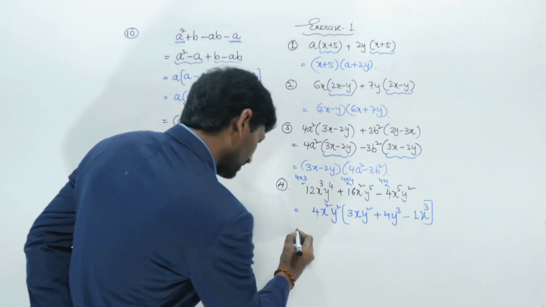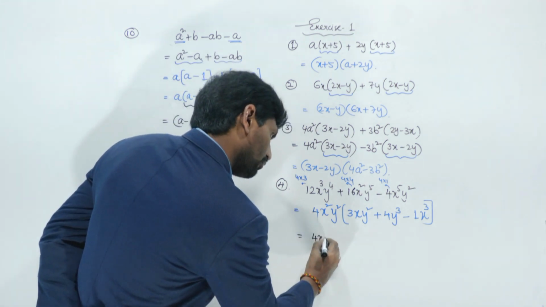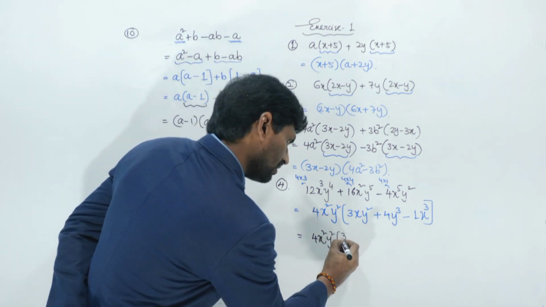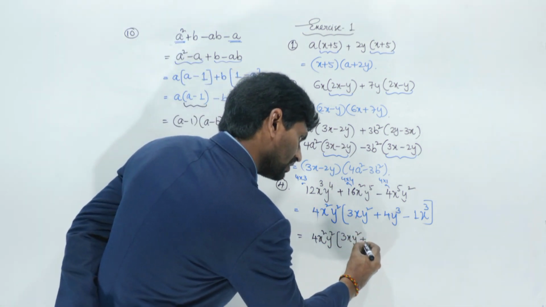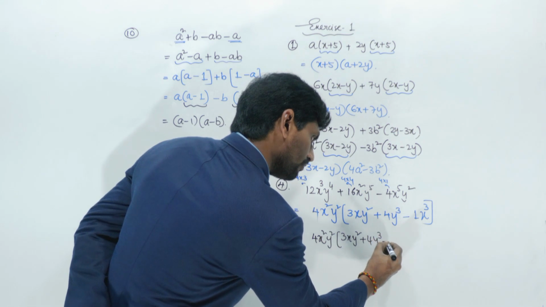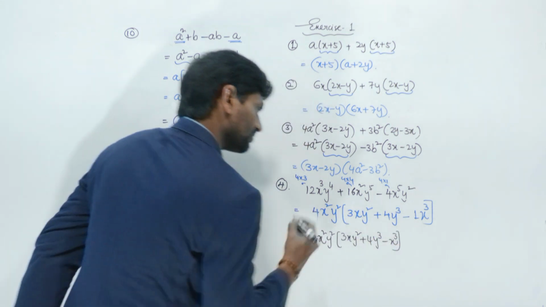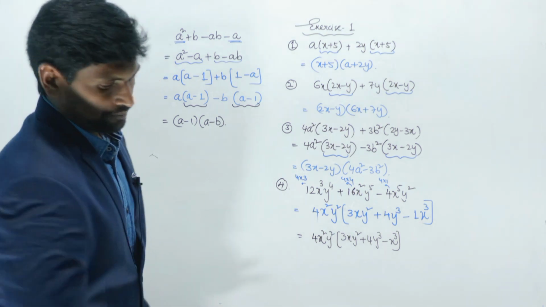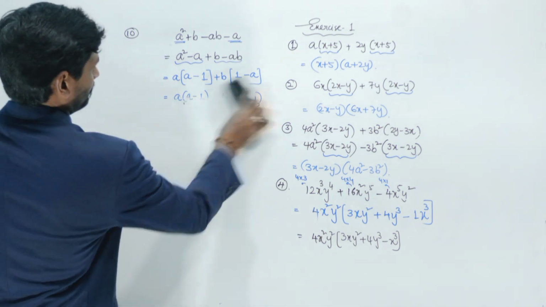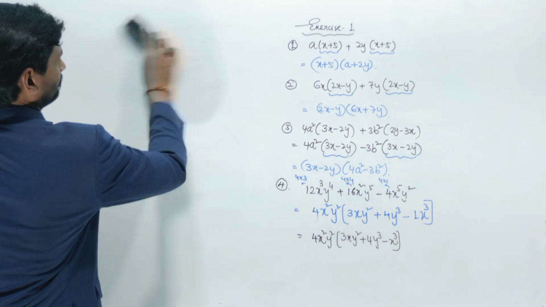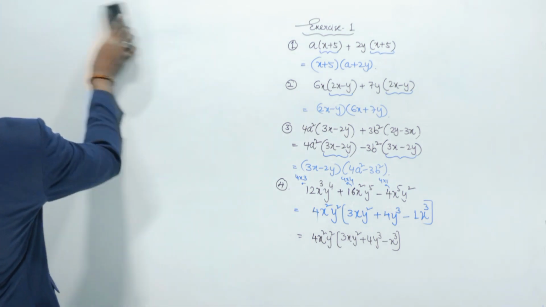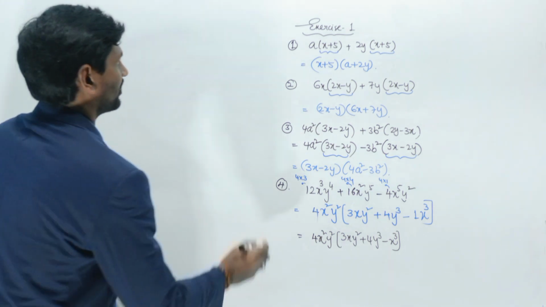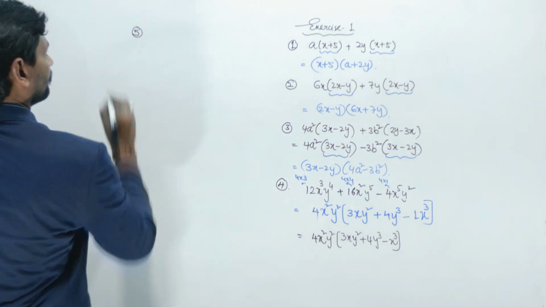So this you can write neatly: 4x square y square into 3xy square plus 4y cube minus x cube. That's it. Please note it down. We will go to the next problem. Okay, so problem number 5.